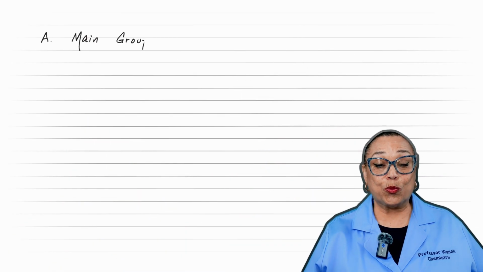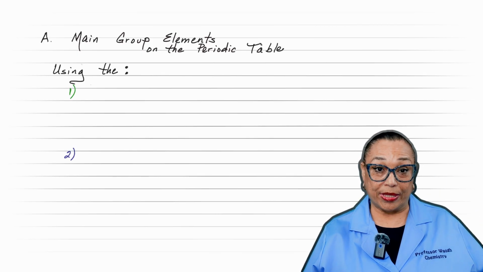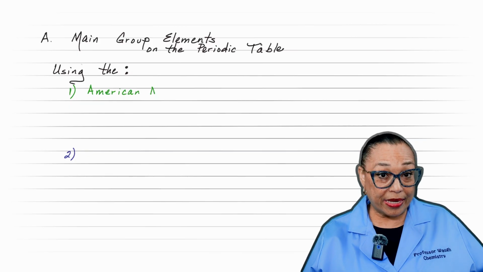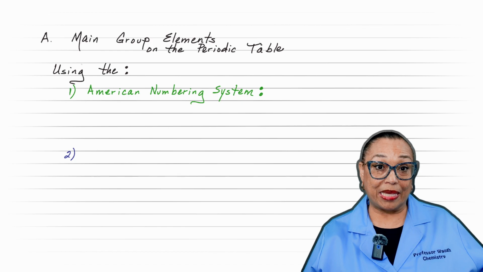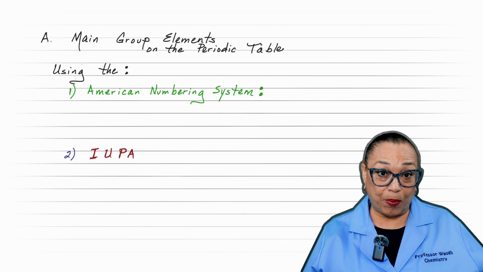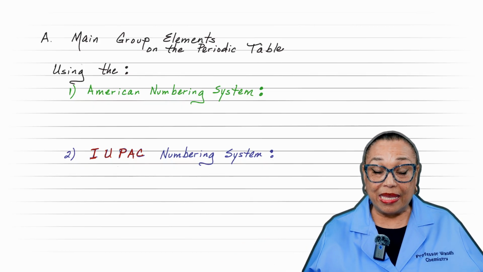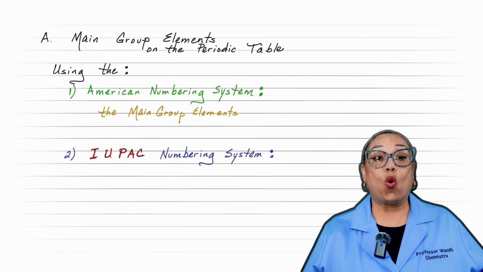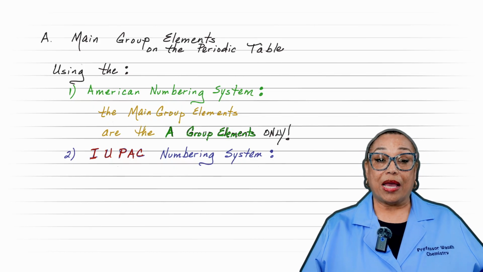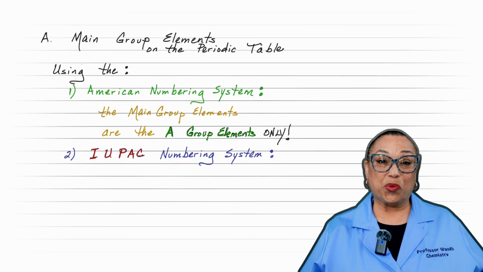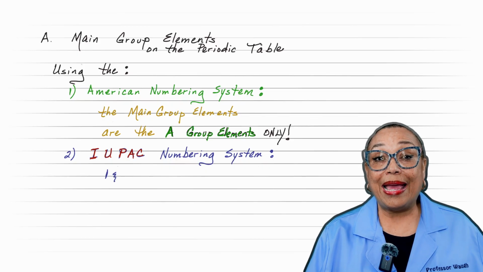Now, the main group elements on the periodic table, we're going to use two numbering systems. We have the American numbering system that I'm going to use a lot of when we start naming chemical compounds, and the IUPAC numbering system. Now, the American system is easy to see that the main group elements are all the A as in apple elements.